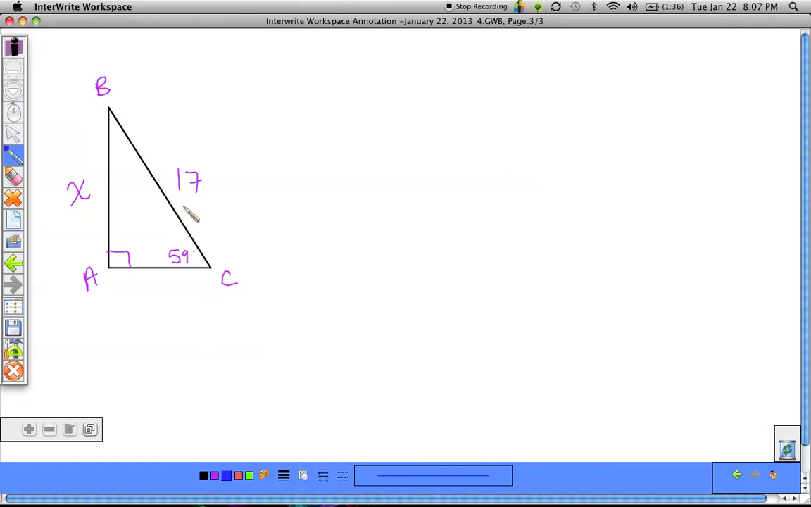So if we're using the angle 59, 17 would be the hypotenuse, x would be opposite. So which function has an O and an H? That would be SOH. So we're going to use sine. So the sine of C is equal to opposite over hypotenuse. The sine of 59 is equal to x over 17.